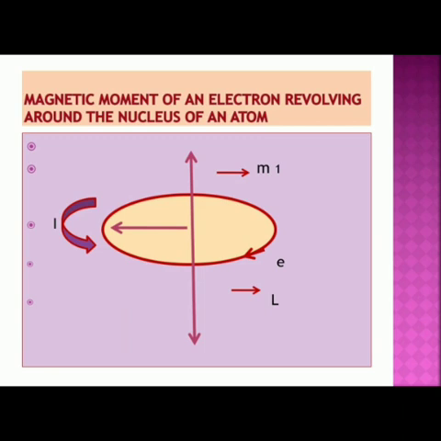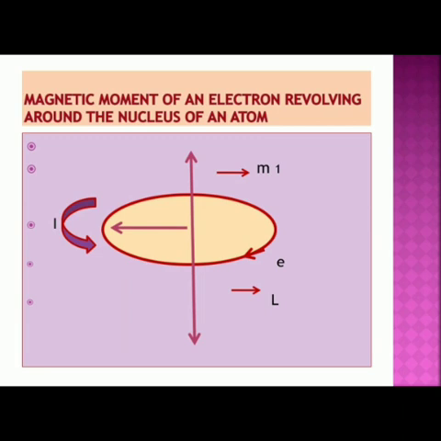Students, in this you could see a single electron revolving around the nucleus. Let me explain that I am considering an electron revolving around a positively charged nucleus in a circular orbit as a simple model. Now this electron revolving in an orbit is equivalent to a tiny current loop, as you could see the loop which has been formed.